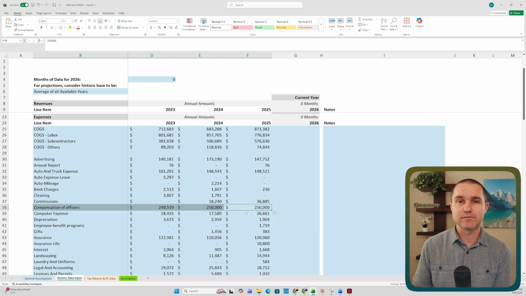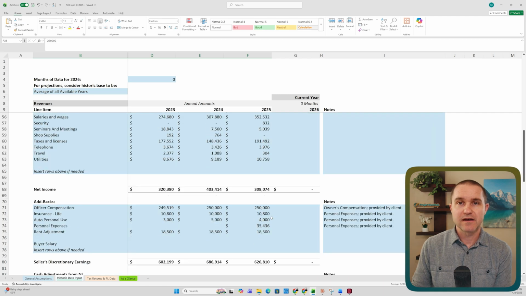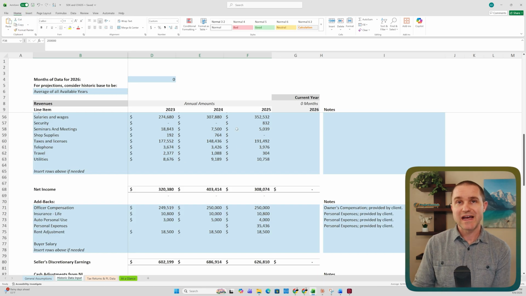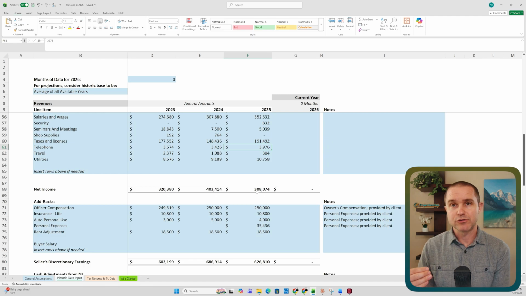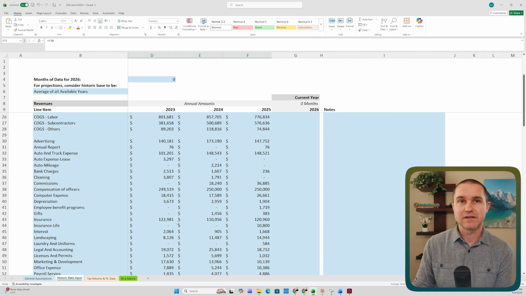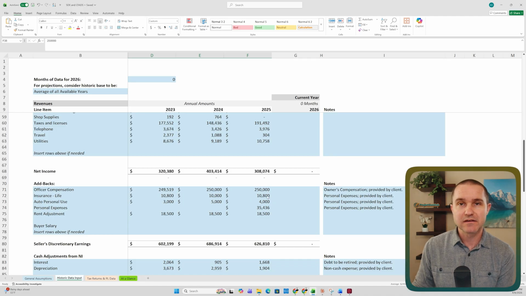What happens a lot of times is sellers will take owner's draws. They'll draw $100,000 as an owner draw, but it's not an expense up here in the tax return. So what that means is, if you're taking an owner draw of $100,000, that's really reducing your net income. That's coming out of your net income, so you can't add it back. The only way you can add back that owner's compensation is if it is included as an expense in the expense line items. So that's one key thing to note.